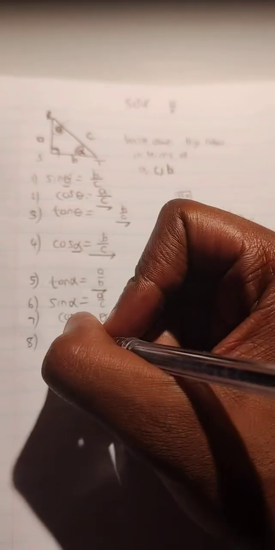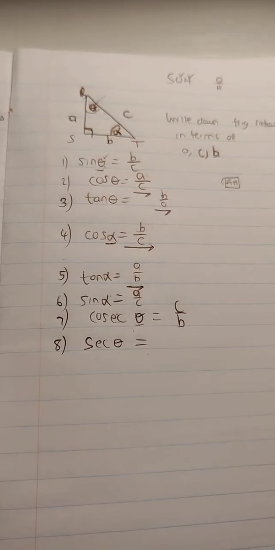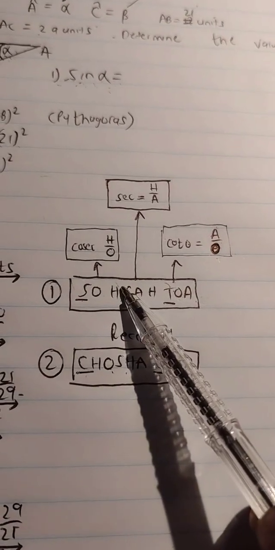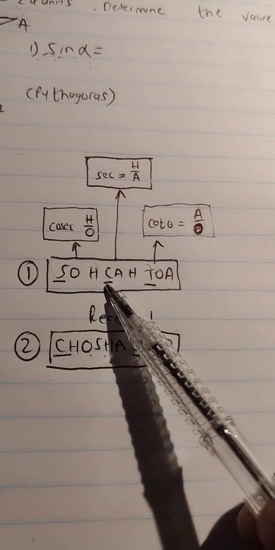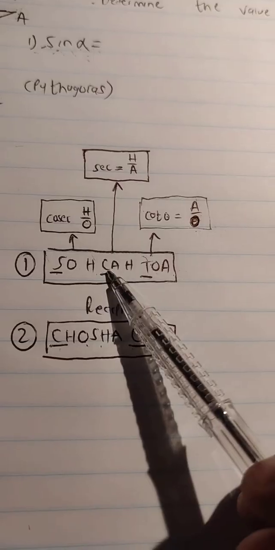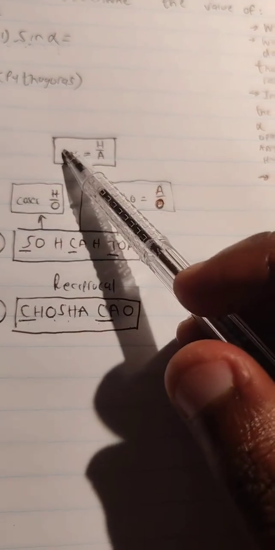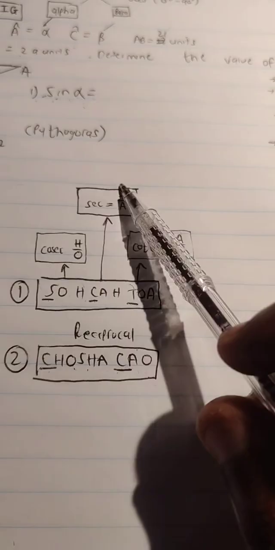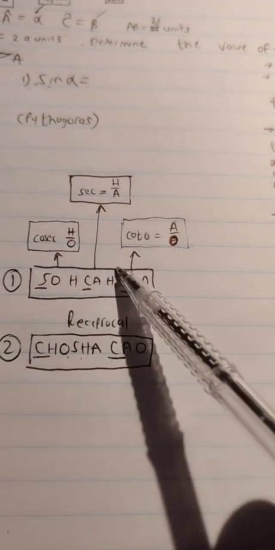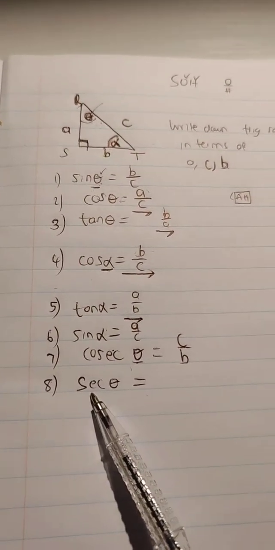You guys need to get familiar with the reciprocal trig ratios. What is sec theta? Cos is adjacent over hypotenuse. The reciprocal of cos is sec, which is hypotenuse over adjacent. Sec is hypotenuse over adjacent. It's the reciprocal.